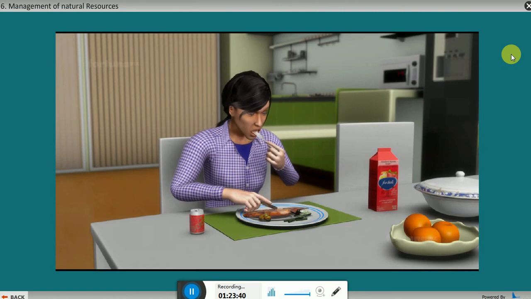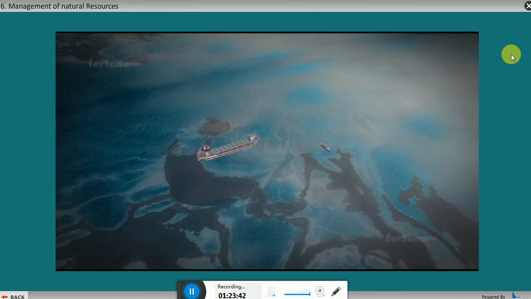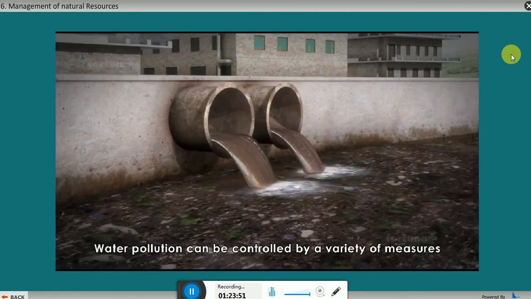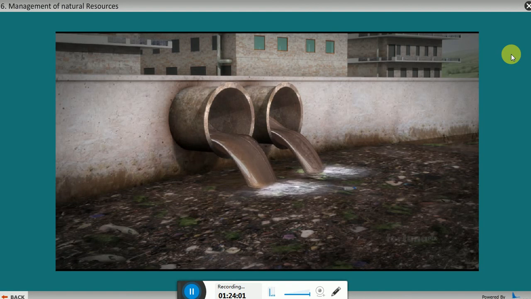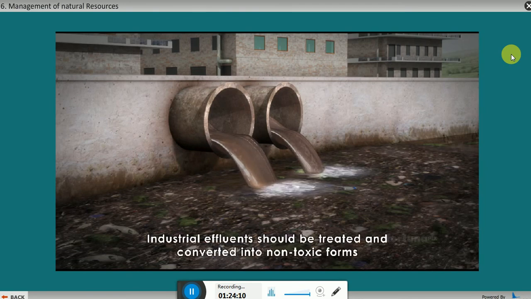Oil spills and radioactive material also pollute water, sometimes damaging the environment and ecosystems for several decades. Water pollution can be controlled by a variety of measures. Sewage should be chemically treated before dumping into the water bodies. Reduce the usage of chemical fertilizers and pesticides, or look for alternative versions that are more environmentally friendly. Industrial effluents should be treated and converted into non-toxic forms. Garbage should always be disposed of properly.